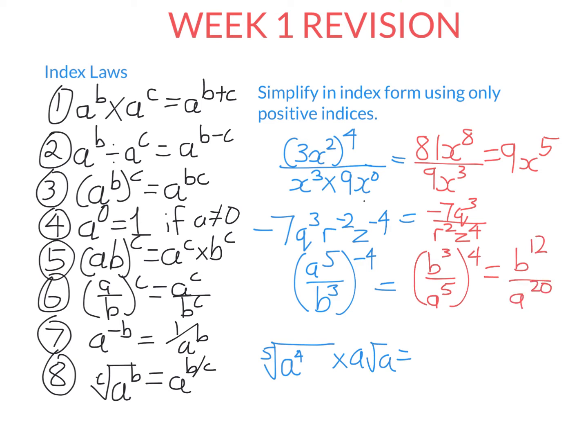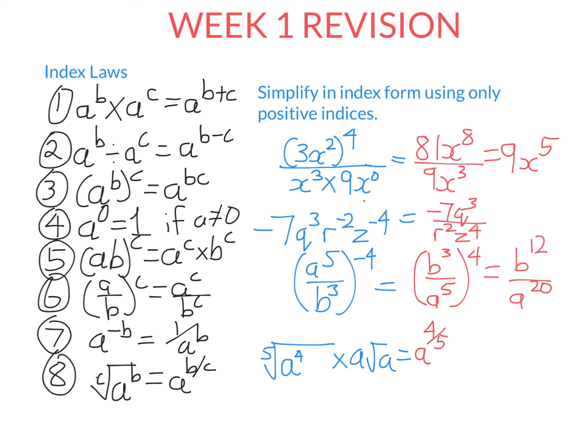So this last example involves fractional indices, which are going to be very important when we come to calculus. So the common mistake I see with fractional indices is they mix up which number goes on the top and which number goes on the bottom. So if I'm going to write this as a fractional index, I'm going to keep the same base, the power goes on top, which root it is goes on the bottom.